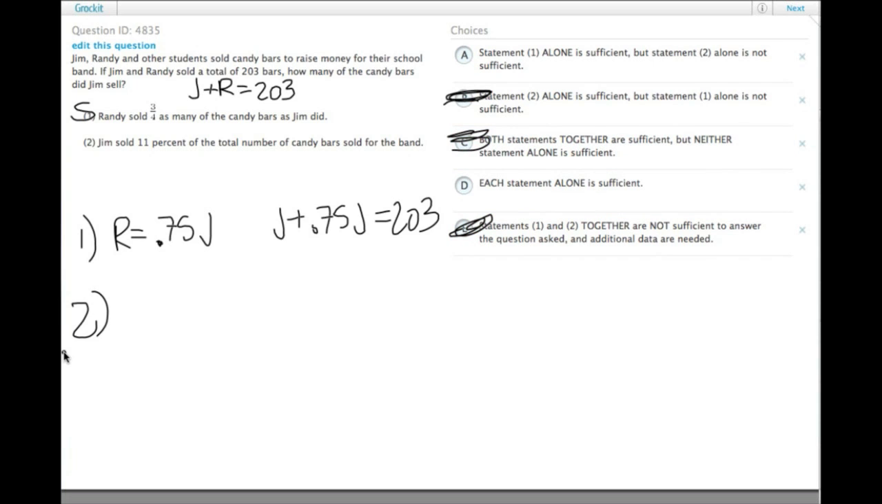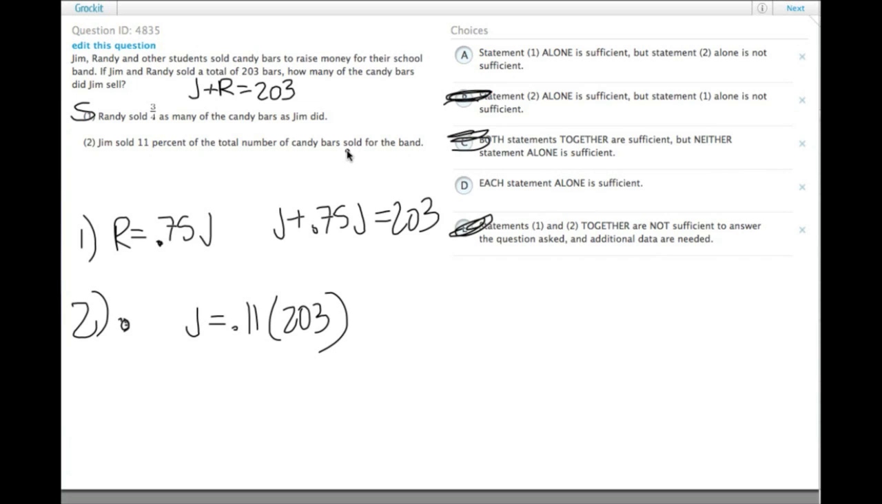Statement 2 tells us that Jim sold 11% of the total number of candy bars sold for the band. The mistake that people make when they get this one wrong is that we think that J equals 0.11 of 203. That's 11% of 203. 203 is the total that Jim and Randy sold, not the total that the band sold.